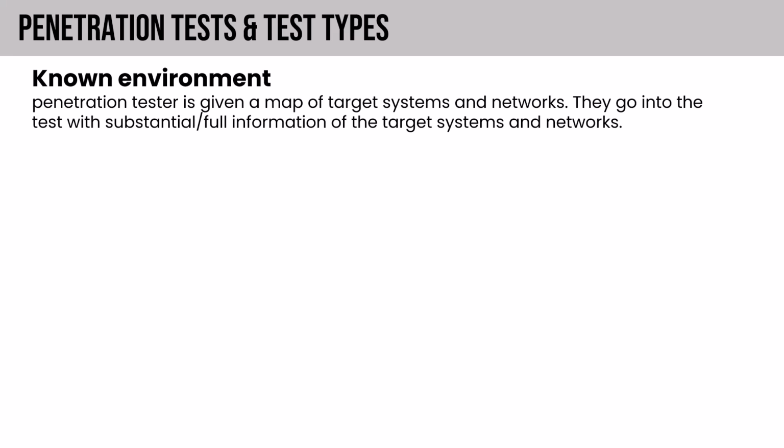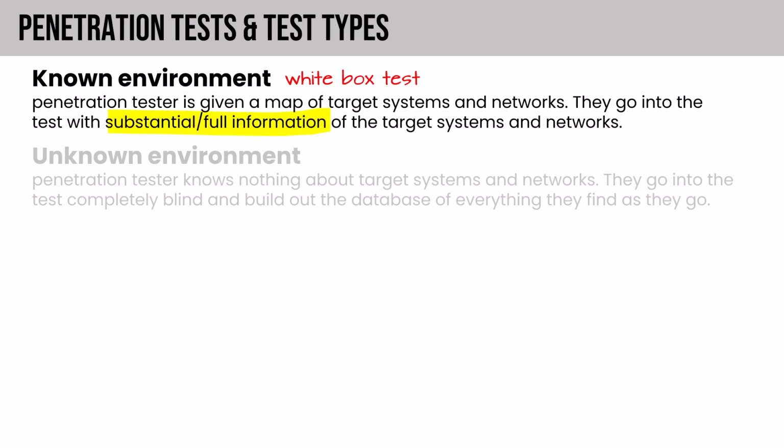Now let's talk about the types of penetration tests. So we have what's called a known environment test. This is where the tester is given a map of target systems and networks. They go into the test with substantial or full information of the target systems and networks. This is sometimes referred to as a white box test. That's a bit of a historical term, but you'll still see it.